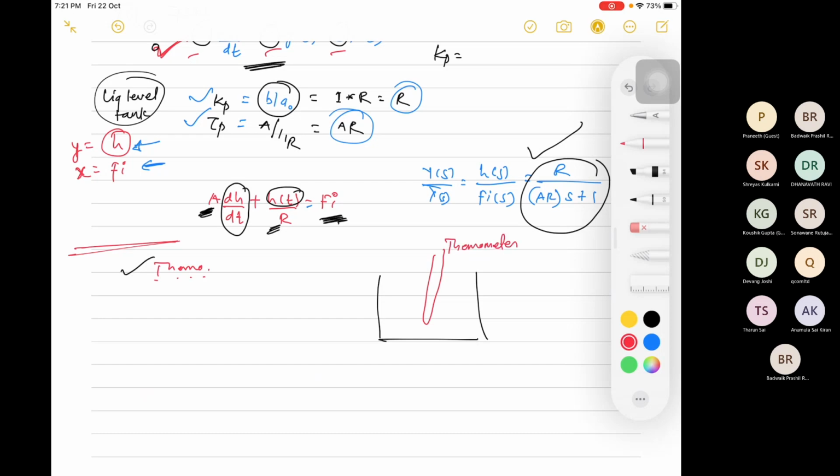Thermometer. Please bear with my drawing. Okay. Now, can you please tell me what is input and what is output? This is bath, temperature of bath, and this is temperature shown by thermometer. So what is my input and what is output? For thermometer, what should be input and what should be output? Anyone?